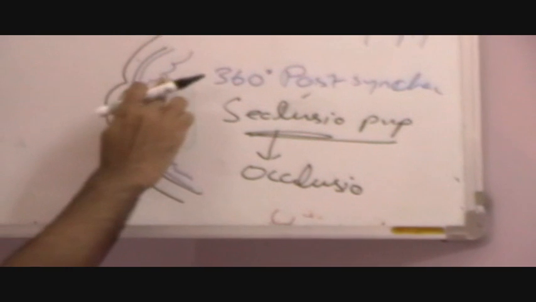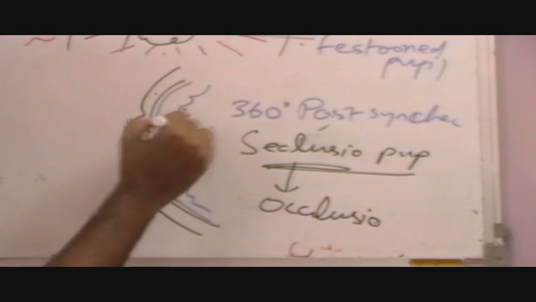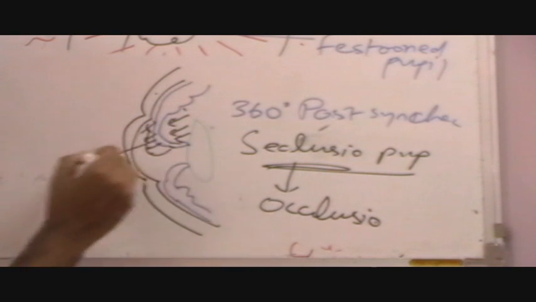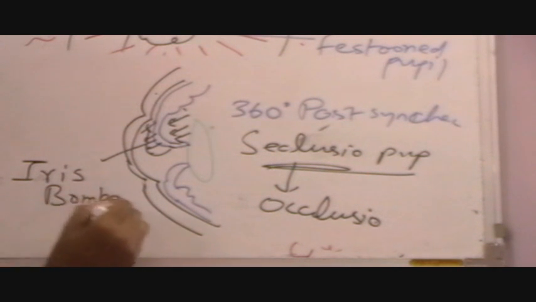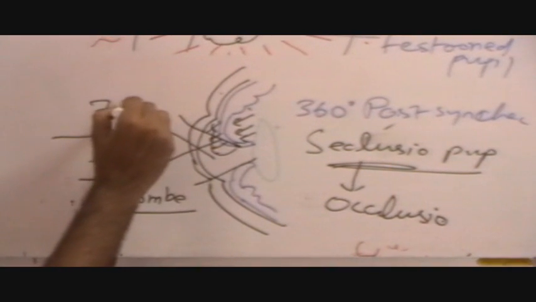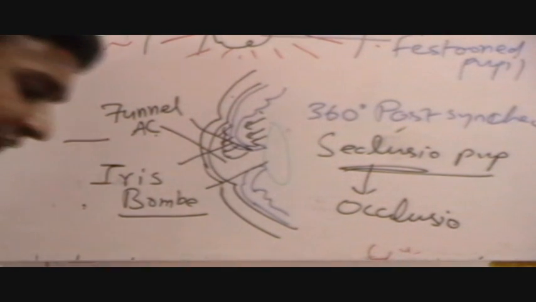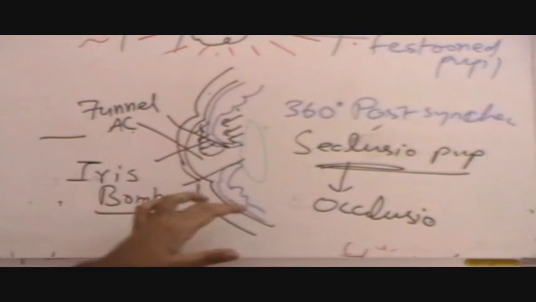What happens? The iris bulges forward. Because it is blocked, there is no way for the aqueous to escape. The iris is going to bulge forward, forming what is called iris bombé. Bombaying of the iris. So it forms a funnel shaped AC. A funnel shaped AC. That is the point to be noted about this iris.